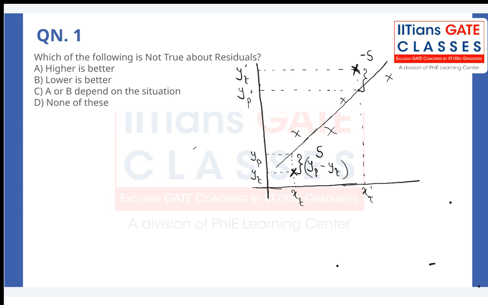It is actually always better to have a lower residual. Lower the better. The lower you have, the better is your line. So that is why option B will be the right answer. Okay, fine. Moving on.